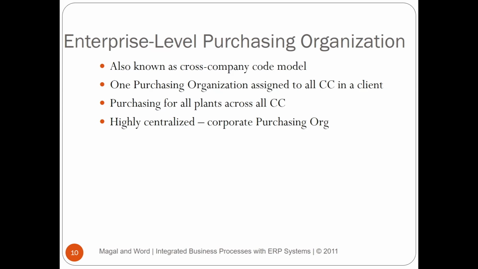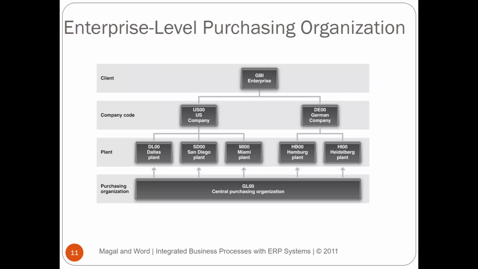This figure shows the GBI organizational structure using the enterprise level model. So there is only one corporate purchasing organization. We call it the GLOO, and it handles the purchasing for all five plants in both company codes in the US and Germany. In this model, the purchasing organization is assigned to each plant, but not to the company code.